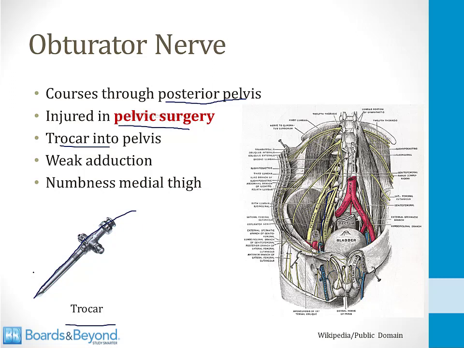So if the trocar is pushed too far into the back of the pelvis, it can damage the obturator nerve. And the symptoms this will result in following the surgery are weak adduction of the thigh and numbness in that small patch of skin on the medial thigh that's innervated by the obturator nerve.